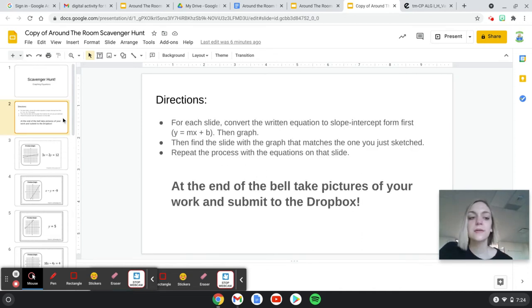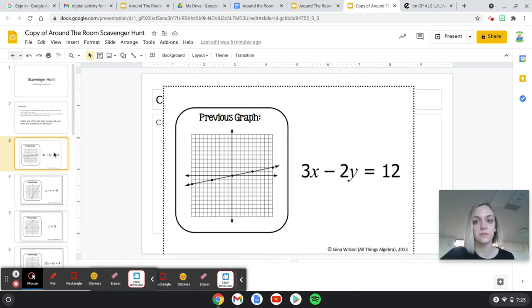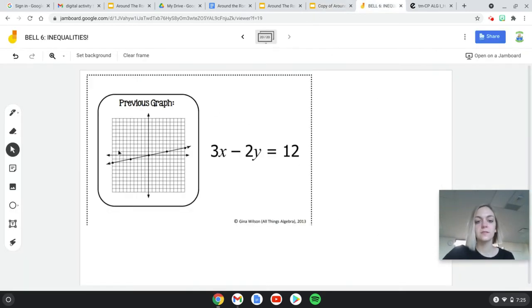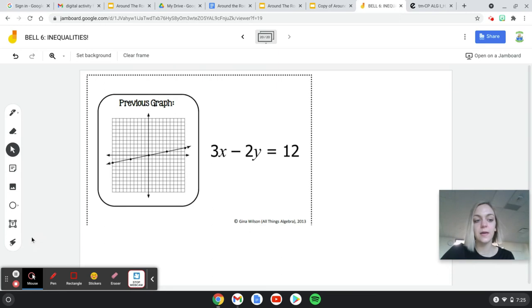So what we're gonna do is convert the equation into slope-intercept form first, which is y equals mx plus b, and then you find the graph that matches the equation you just found. So get your notes out. Let's do this one together. Okay, so we have two options here. The first one is taking this and converting it, which is something we already know how to do.